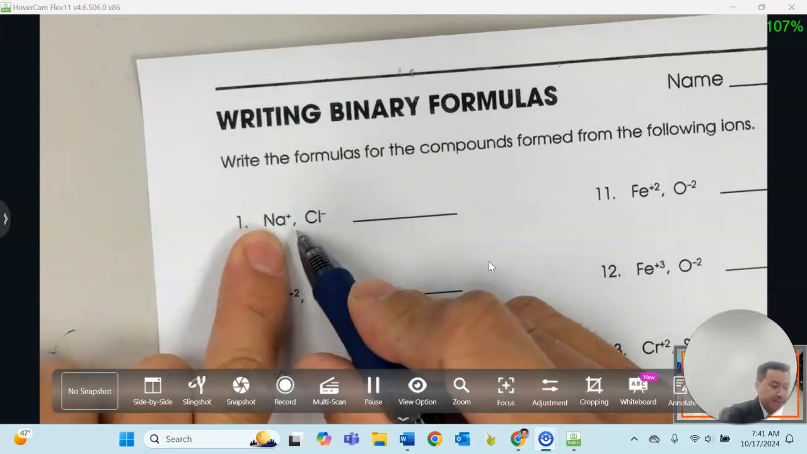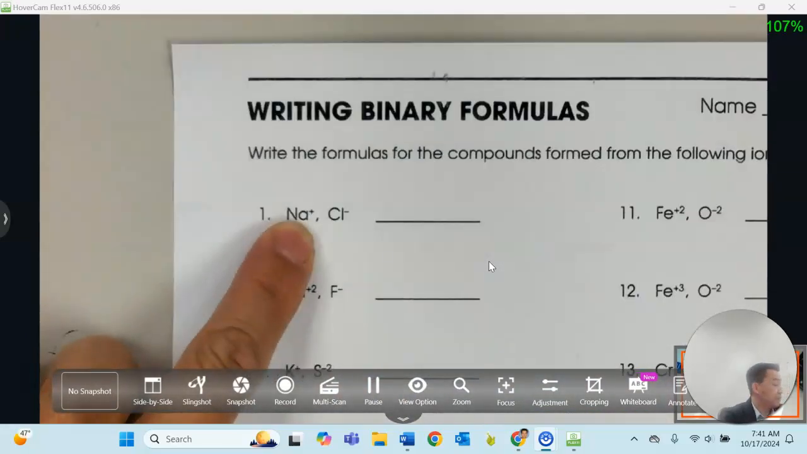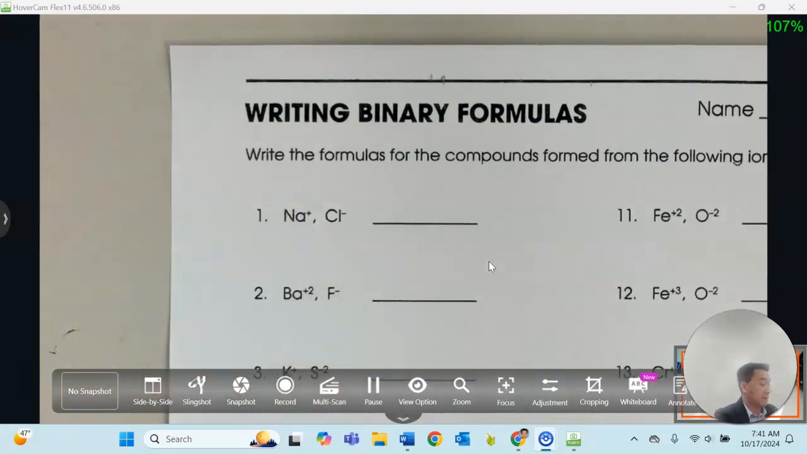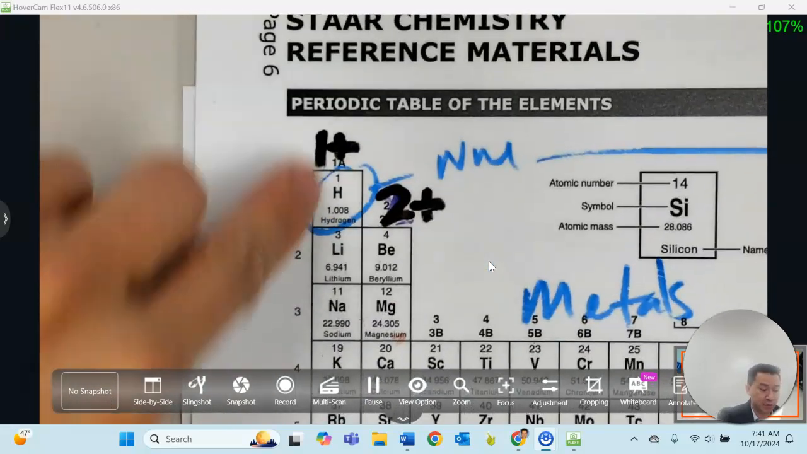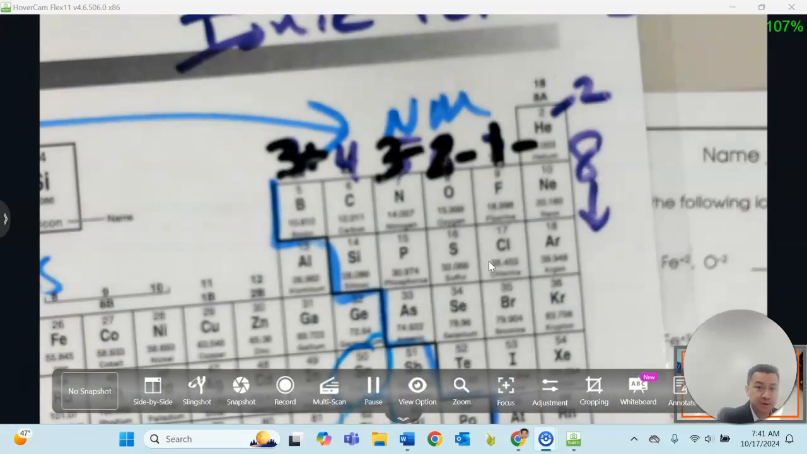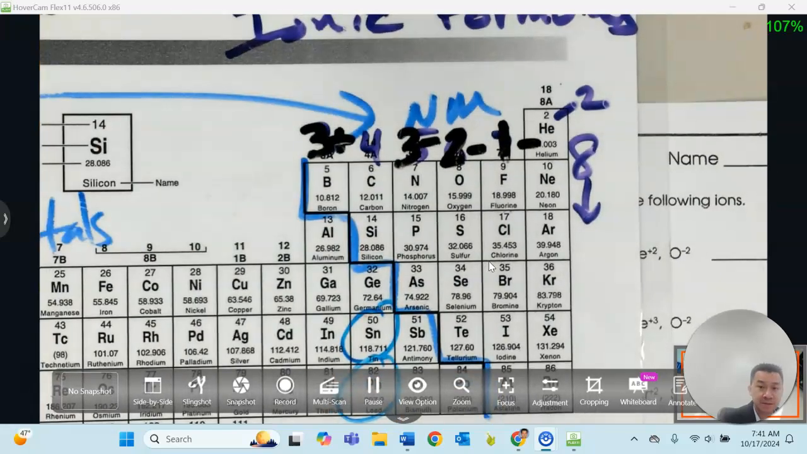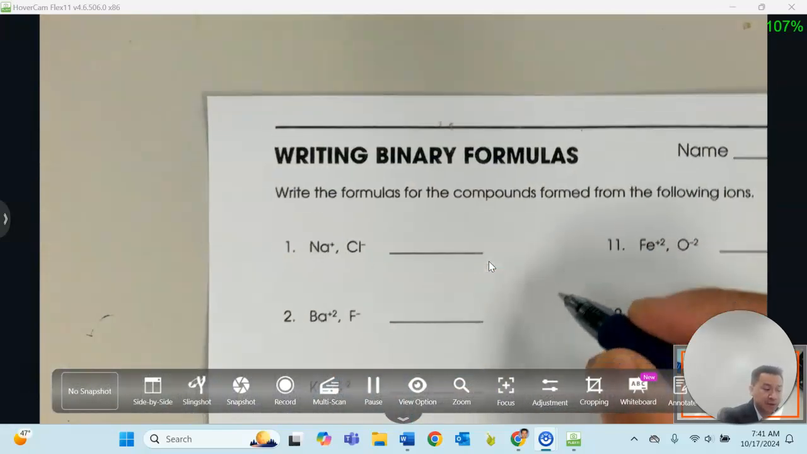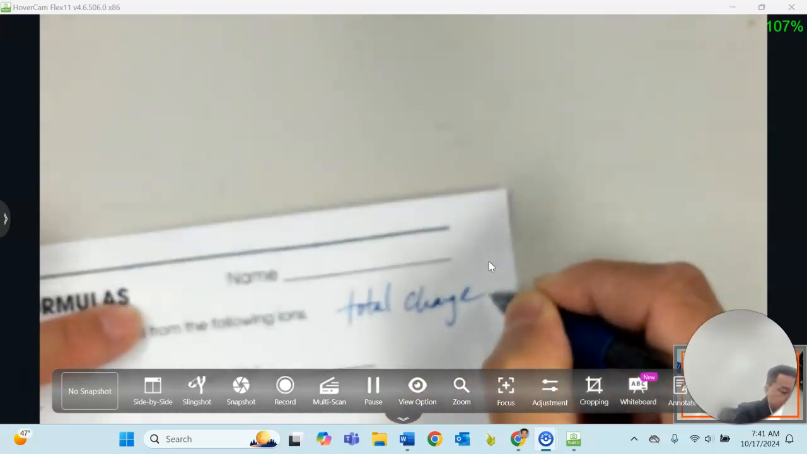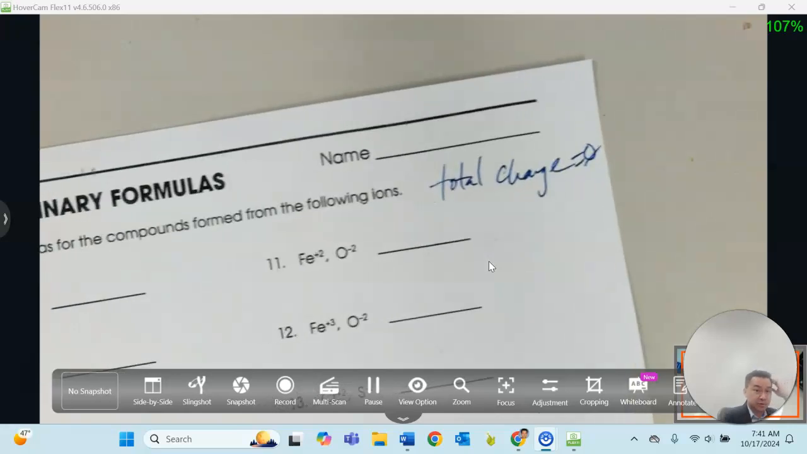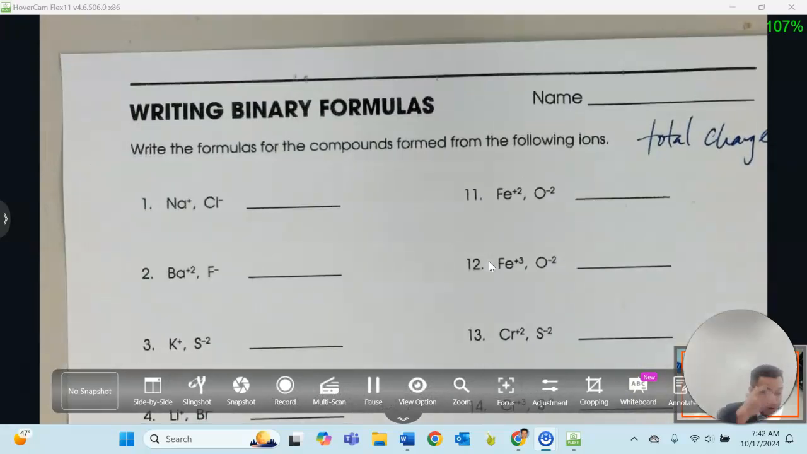Okay, NaCl. Na is plus 1. Remember, it's in the first column, that's why it's got a plus 1. Right? Everybody in this first column has plus 1. Like, all of the whole column is plus 1. So Na is plus 1. Cl in group 17, it is minus 1. Plus 1 and minus 1. So the idea is the charge needs to be 0. So total charge equals 0. Right? So total charge equals 0 because you just have to balance out.